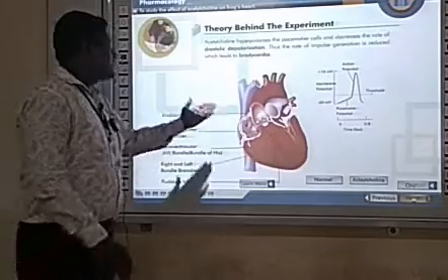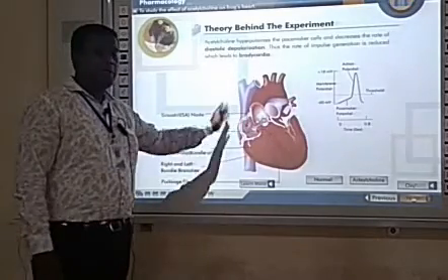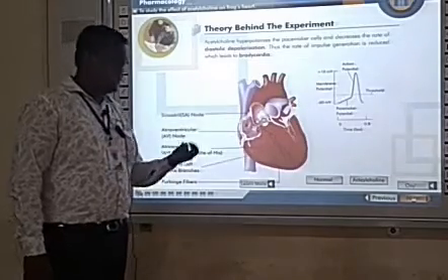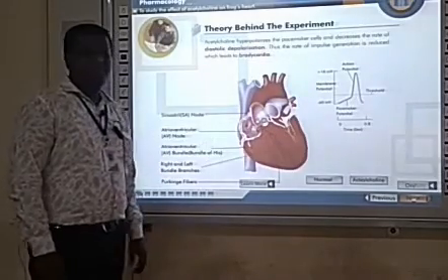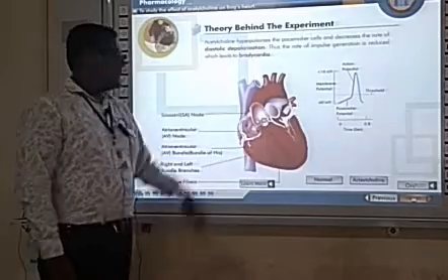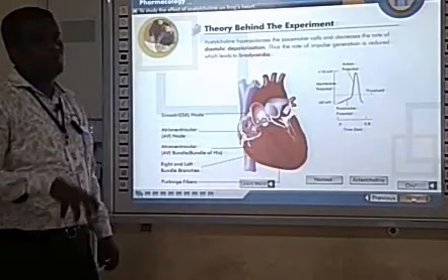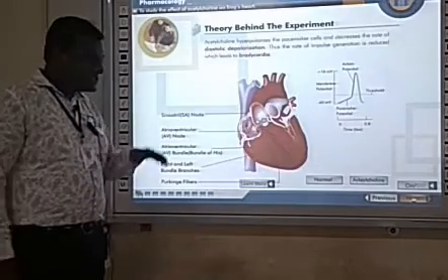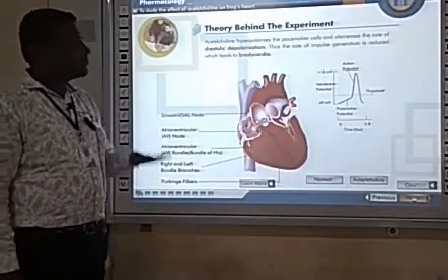So here is our human heart. This is the SA node, which produces the impulses, which we call the pacemaker cell. And acetylcholine produces negative chronotropic and negative inotropic effects, which means it decreases heart rate and force of contraction.